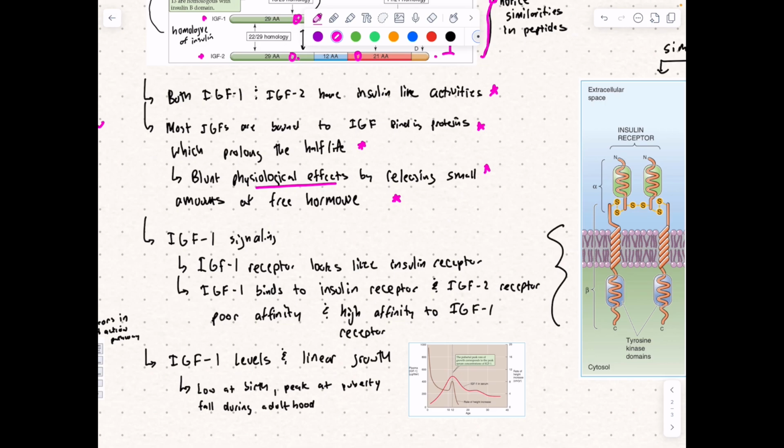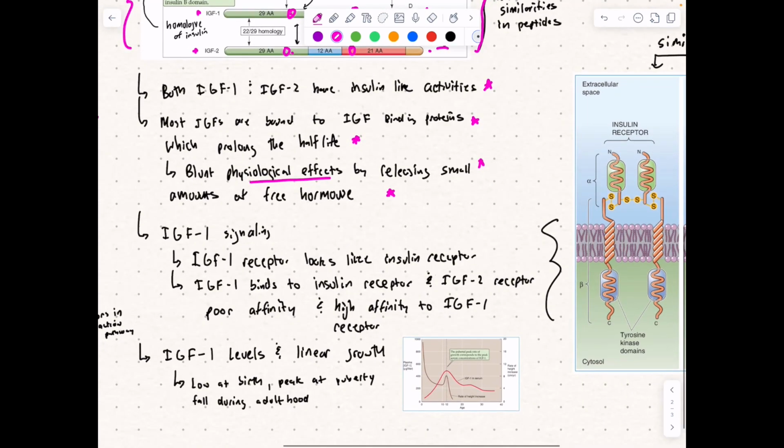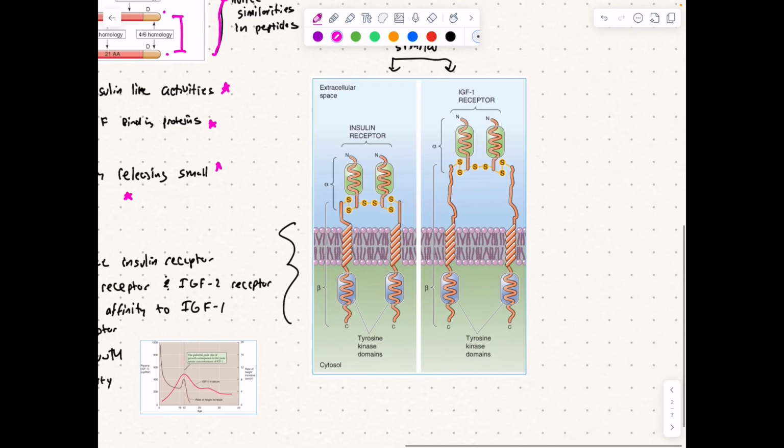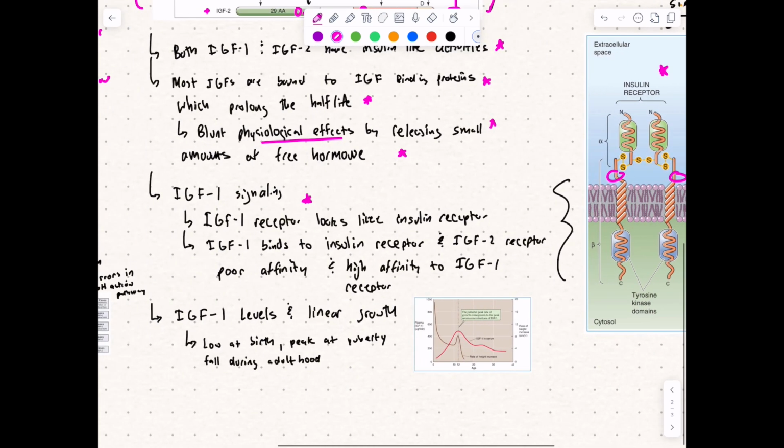All right, and then just again based on this idea that insulin and insulin-like growth factors are very similar, the receptors are supposed to match that shape, so the receptors look similar as well. And so here you can see the insulin receptor. Here's the IGF-1 receptor. Right, notice that very little difference overall. And then the idea is that IGF-1 will bind to the insulin receptor and the IGF-2 receptor, but it has a higher affinity for the IGF-1 receptor.